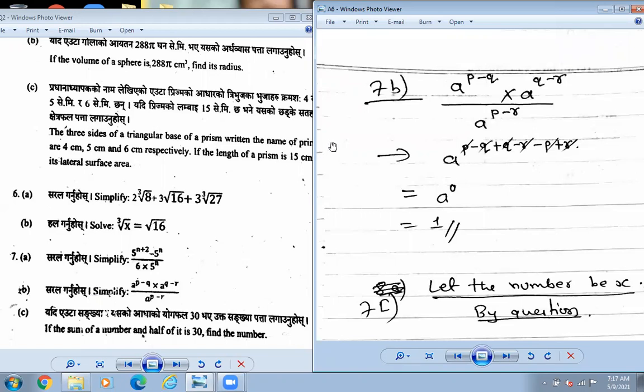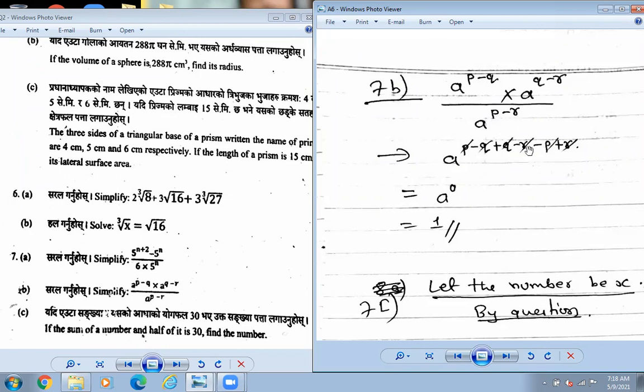So 7B number. Here let us write down the question. p power a power this is given into this. These are simple questions, and all the bases are the same. In case of multiplication, the power is going to be added. So p minus q, so multiply means we add, then q minus r. In case of division, the power is going to be changed, that means the power is going to be minus. Minus means just change the sign, so plus becomes minus and minus becomes plus.